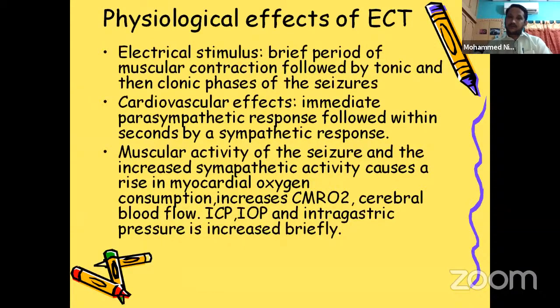The muscular activity of the seizure and the increased sympathetic activity cause a rise in myocardial oxygen consumption, and also increase the cerebral metabolic rate of oxygen and cerebral blood flow. It increases the intracranial pressure, intraocular pressure, and intragastric pressure, albeit briefly.